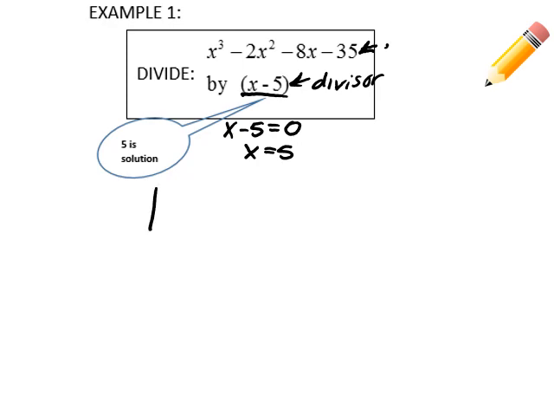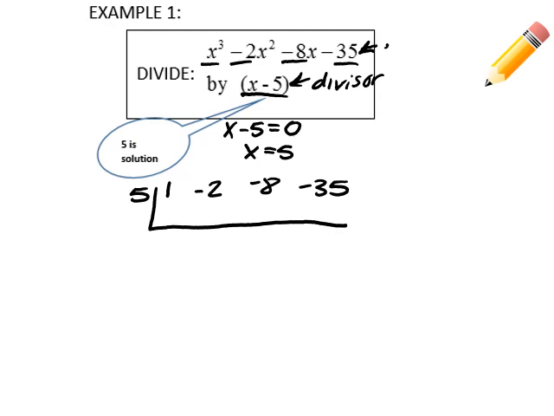For synthetic division, you actually use an upside down division bar. Your solution goes on the outside, and your coefficients go on the inside, meaning your 1, your -2, your -8, and your -35. These are all the coefficients followed by the constant. The first step is just going to be to bring down the first term. Then you multiply the 5 by that first term.